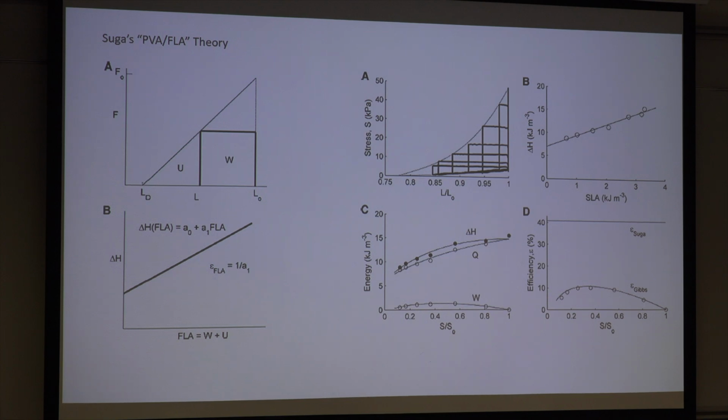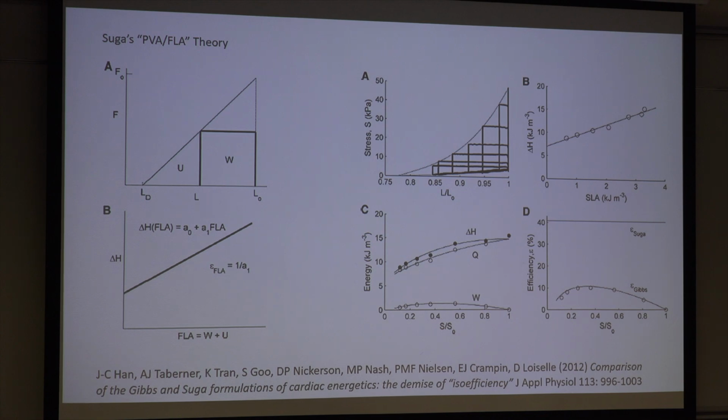We published this under the title of Comparison of Gibbs with Suga's Formulation, and I love this one here, and I'm taking full credit for it. Just a little tag on at the end, the demise of ISO efficiency. We were quite sure this would take the world by storm, and people would say Suga might as well give up. Not so. It sank like a bloody stone.